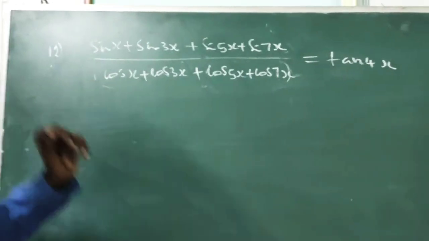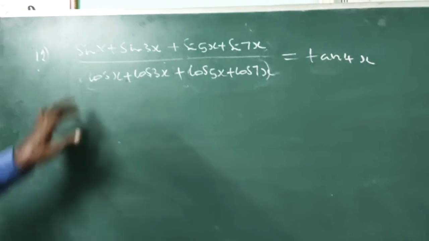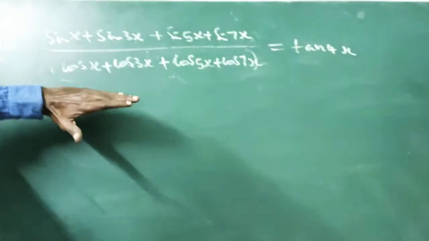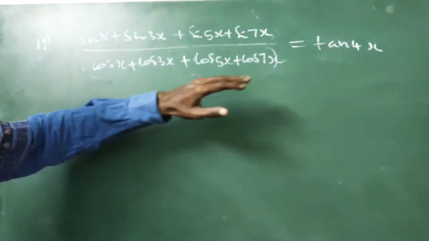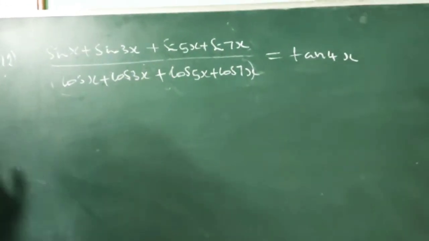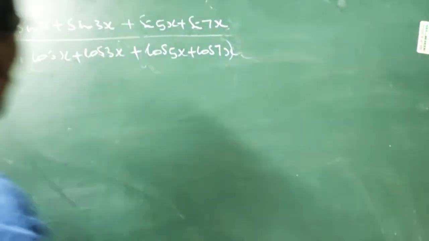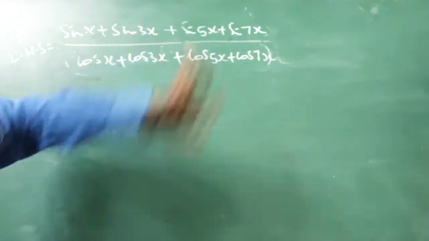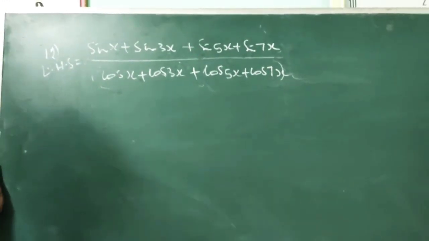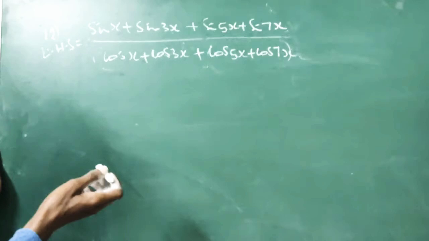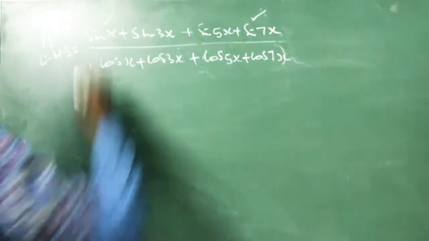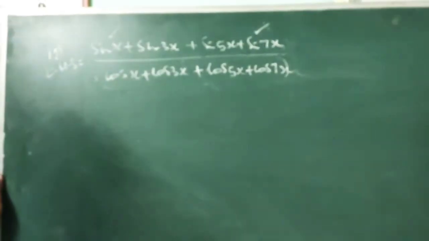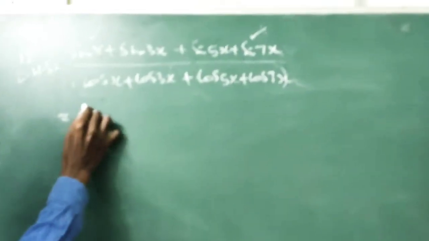Question number 12 in exercise 3.6. Prove that (sin x + sin 3x + sin 5x + sin 7x) divided by (cos x + cos 3x + cos 5x + cos 7x) equals tan 4x. So obviously take the LHS. For the numerator you can combine two by two terms. If you want to get the answer in the minimum number of steps, combine the first and last terms, and the third and second terms. Similarly in the denominator, then we can get the answer in the minimum steps.